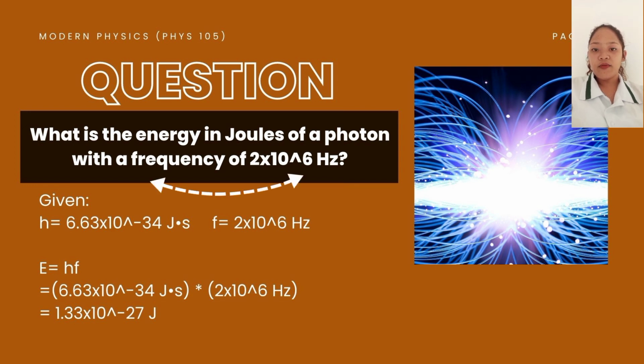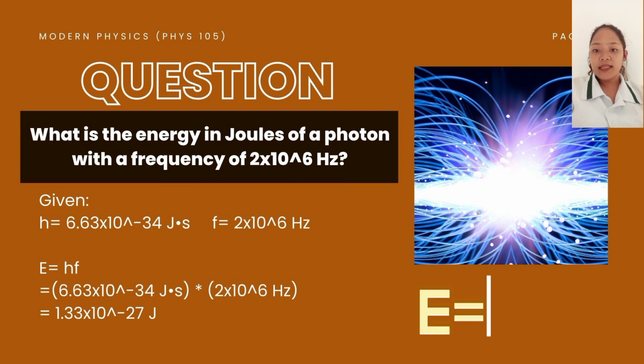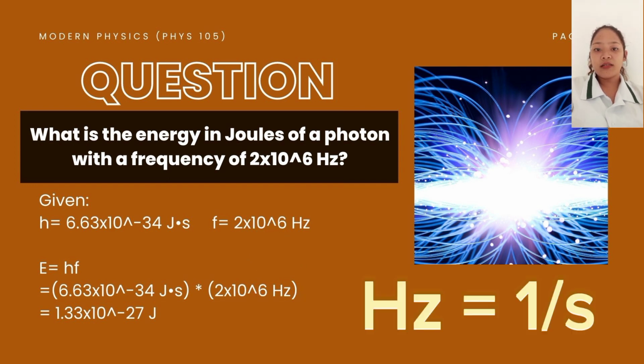In the equation, the photon's frequency is given, which is 2 times 10 raised to 6 hertz. Therefore, we will use the formula E is equal to h times f, or energy of photon is equal to Planck's constant times frequency. The given h, Planck's constant, is equal to 6.63 times 10 raised to negative 34 joule-seconds, and a frequency of 2 times 10 raised to 6 hertz. We will replace hertz with 1 over seconds to cancel seconds.